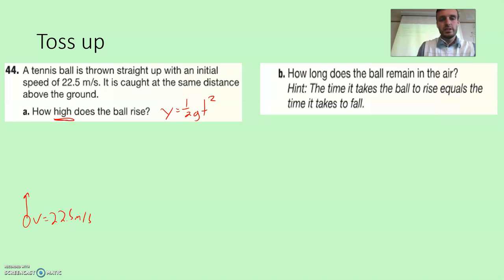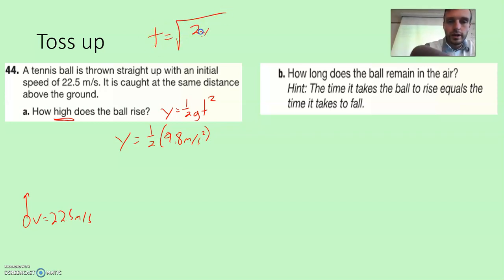I'll show you what I mean by that in a second. How high does the ball rise? It'd be 1/2 g, 9.8 meters per second squared, times time squared. I don't know the time. I can go get it, though. I can get it by t equals the square root of 2y over g, which is also in our special free fall equations. So I take the square root of 2 times, I can't do that.